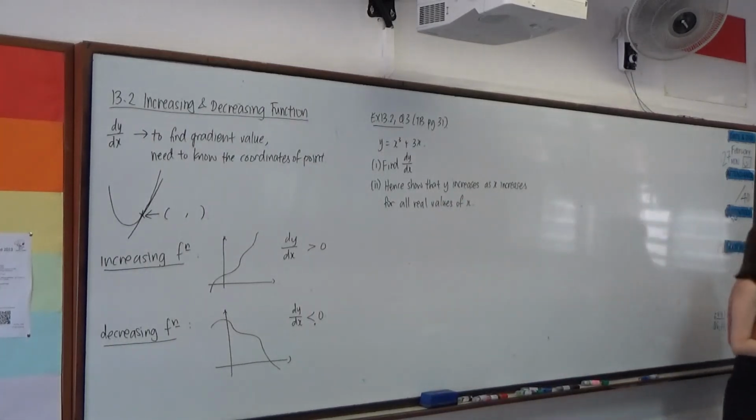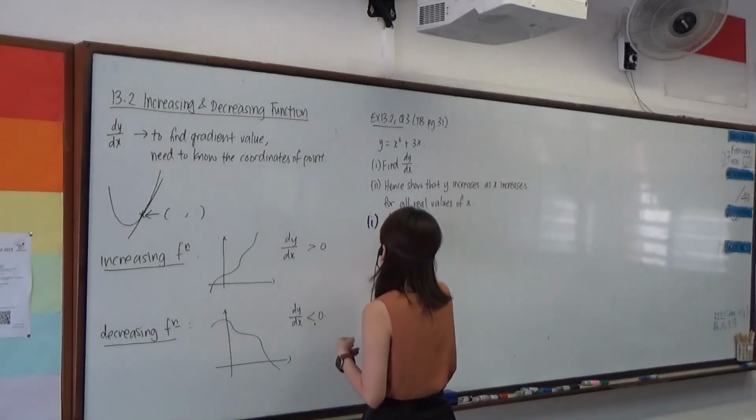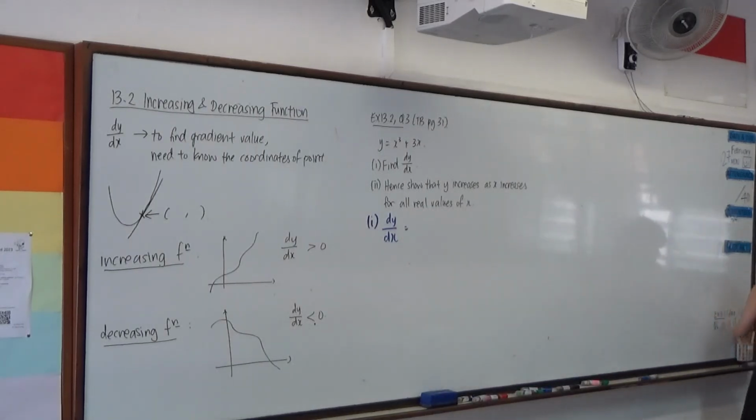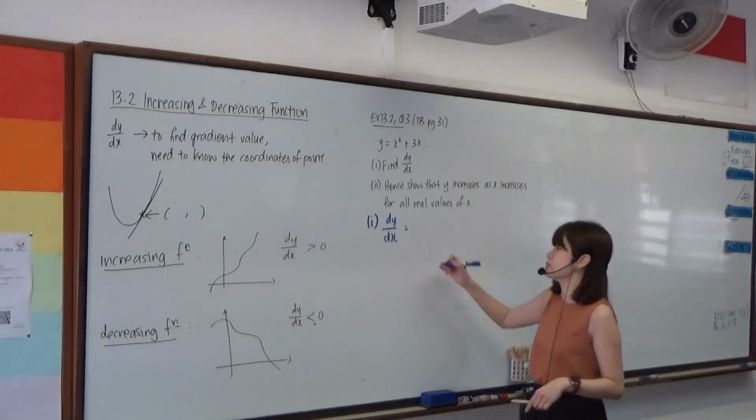Okay, let's take a look at this question. We are given this curve y equals to x cubed plus 3x. First of all, we want to find dy over dx. What would the dy over dx actually be? Yue Yi, what do you think? 3x squared plus 3, great.